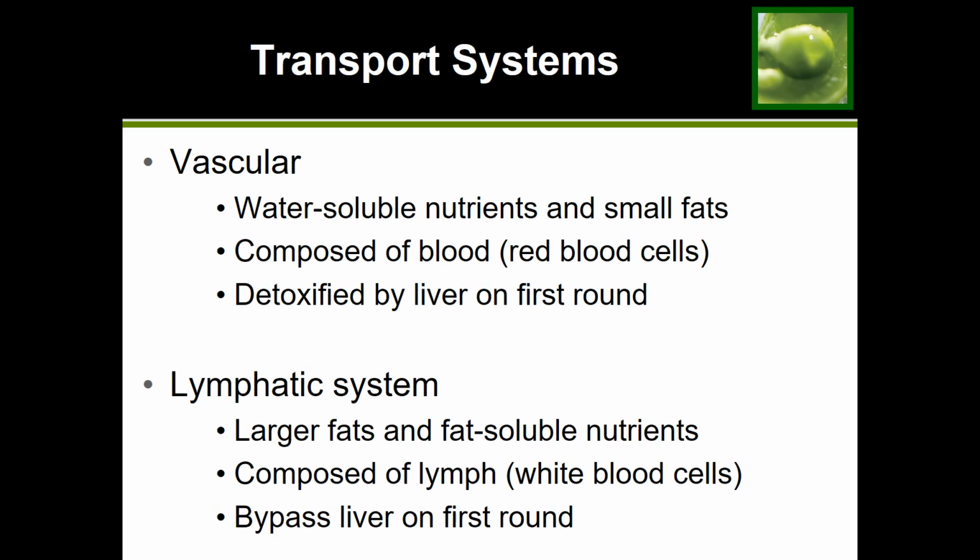Another difference is the way that they are handled by the liver. The vascular system, any nutrients that pass through the system are going to be detoxified by the liver from their very first round around the body. The nutrients that go through the lymphatic system are actually going to bypass the liver on the first round. Now this will make a little bit more sense in a minute when we go ahead and look at the diagram. So let's go ahead and look at that.